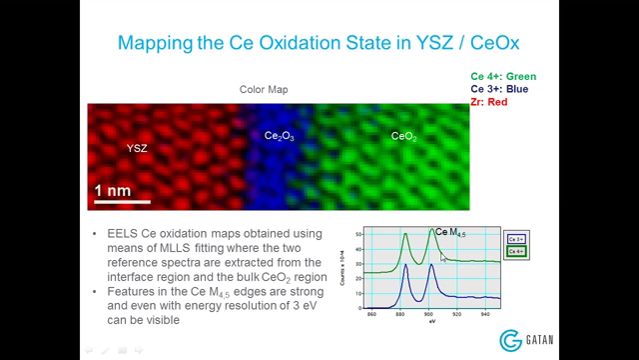Even with this energy resolution, you can still see the difference between the cerium M4,5 edge in the case of cerium 4 plus and cerium 3 plus. In the case of cerium 4 plus, the ratio of the white lines is fairly different than in the case of cerium 3 plus. We also have a little bit of chemical shift, and the white lines seem to be broader in the case of cerium 4.